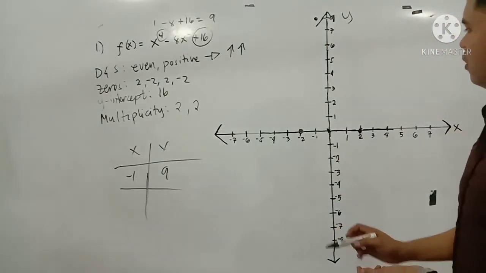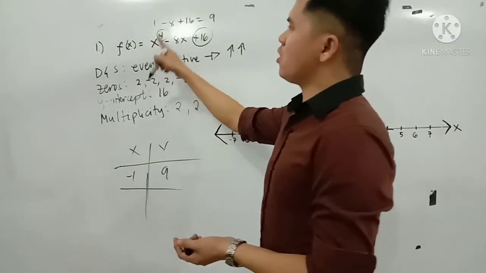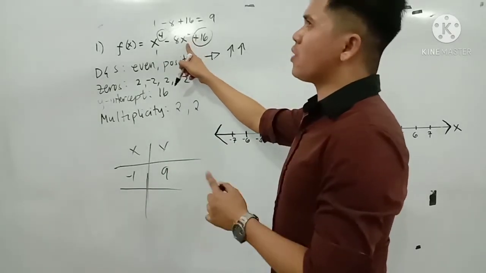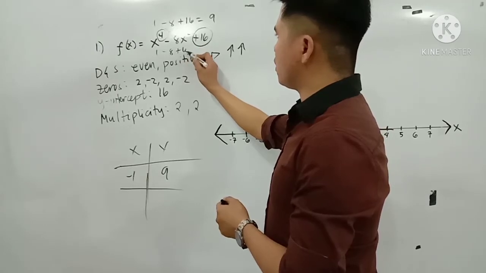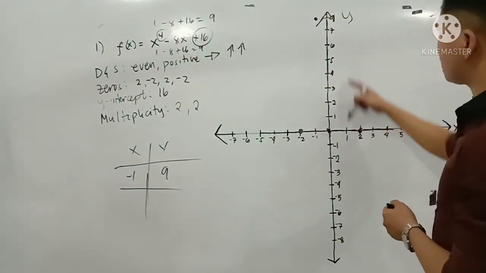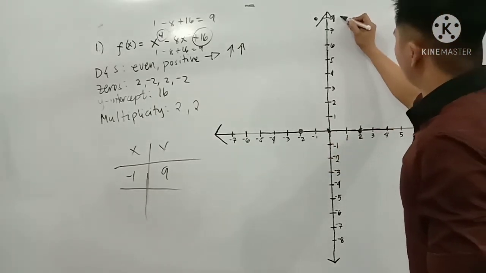Then we have positive 1. Positive 1 raised to 4 is simply positive 1. Then positive 1 squared is positive 1, times negative 8 is also negative 8, and plus 16. So that means also positive 9. So 1, positive 9. So let's say this is our point.